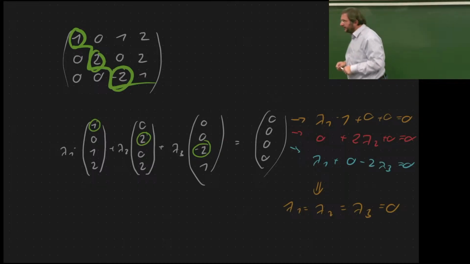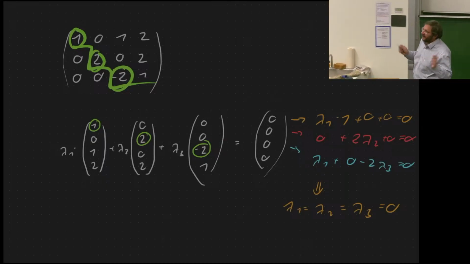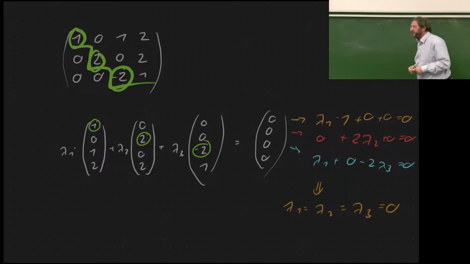Question? Why is everything solved in column form? Just because I like column form better. You could also do it in row form. Really, it doesn't matter.